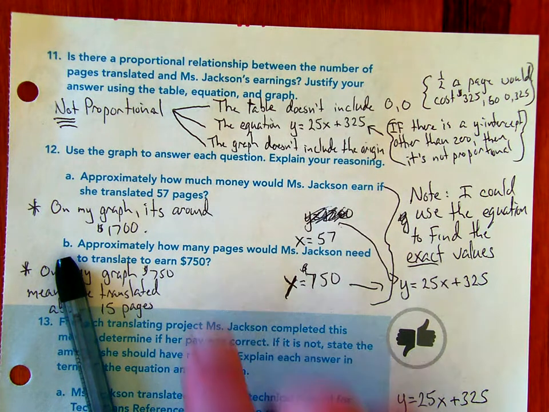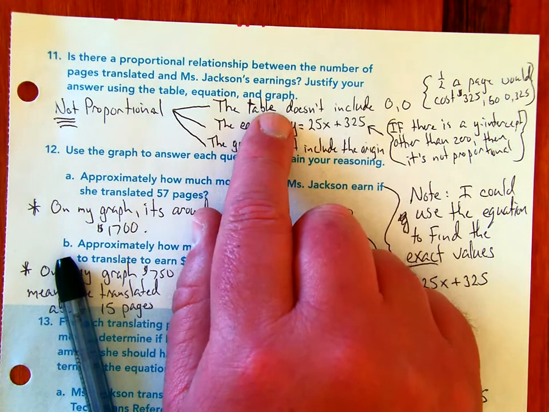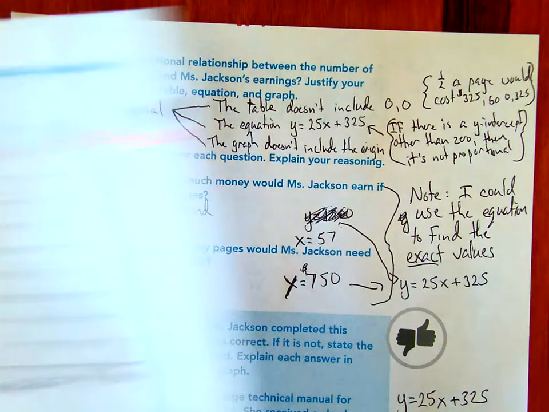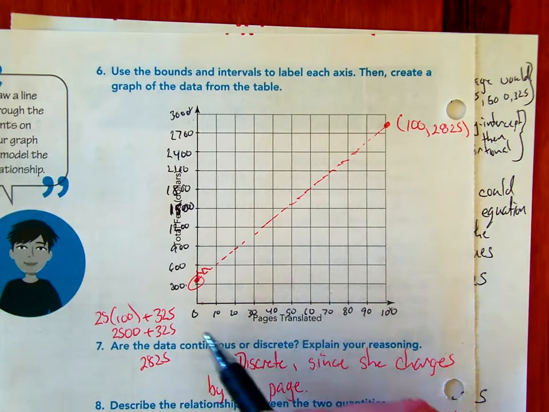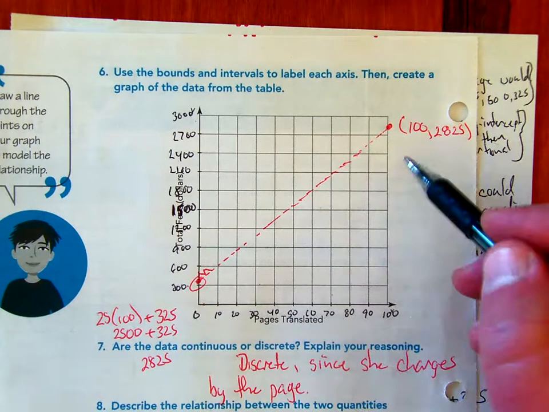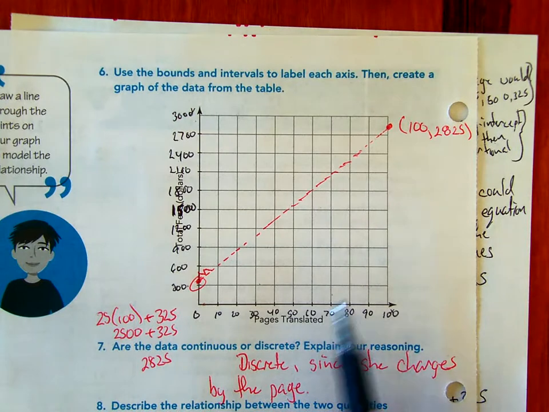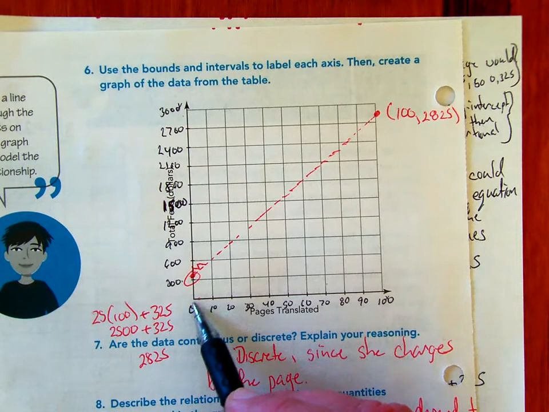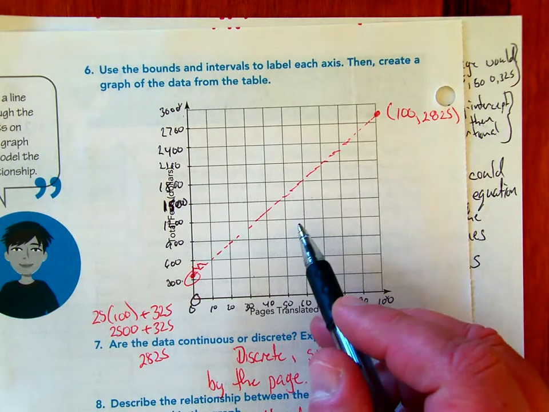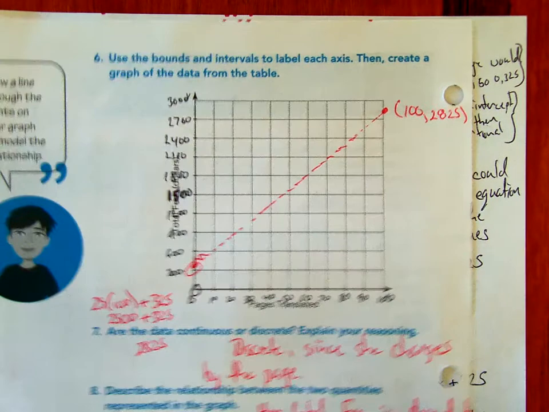And then it asks us to verify that this is not proportional because of the graph. A proportional graph will be a straight line. It can be discrete, which means dotted, or it can be continuous. But it has to be a straight line and pass through the origin. This line does not pass through the origin, therefore not proportional.